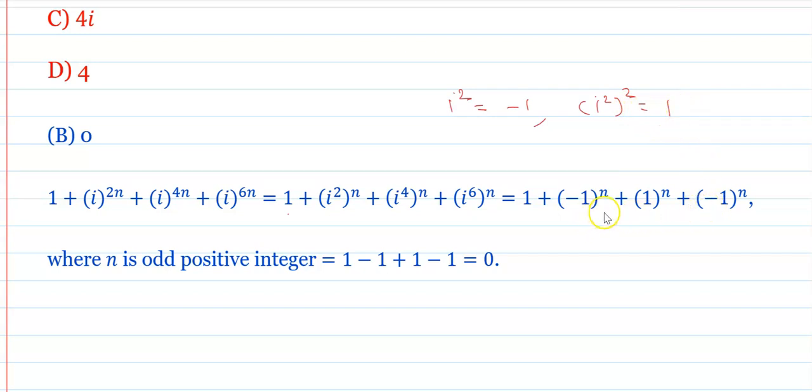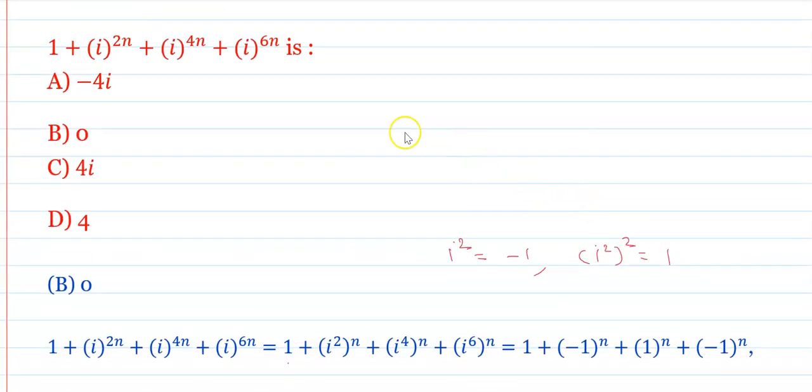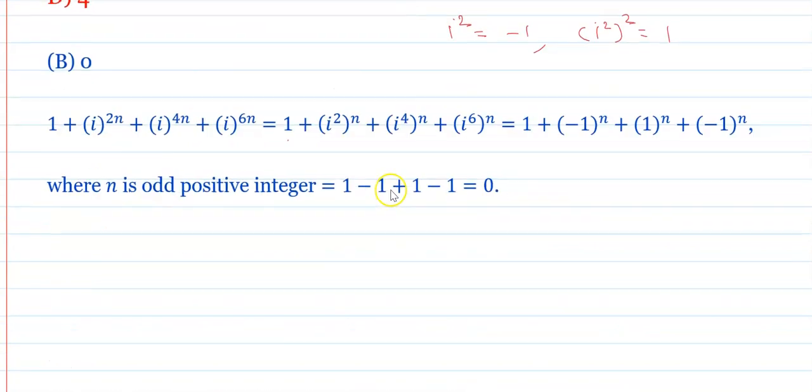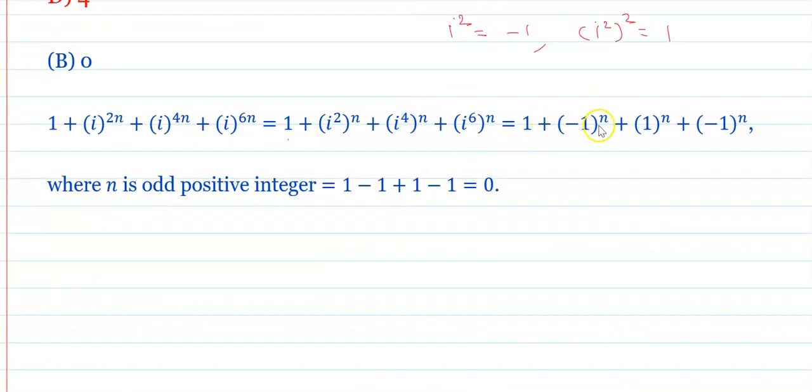But what type of n is? n is odd. Okay, n is odd and therefore n is an odd positive integer. Minus 1 raised to an odd number, then you will have minus 1 here. Plus 1 raised to an odd number is again plus 1. Minus 1 raised to an odd number, again you will have minus 1.